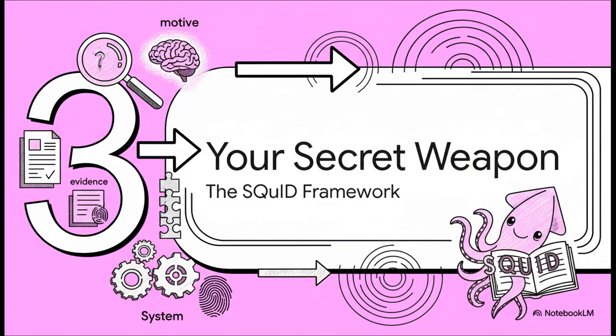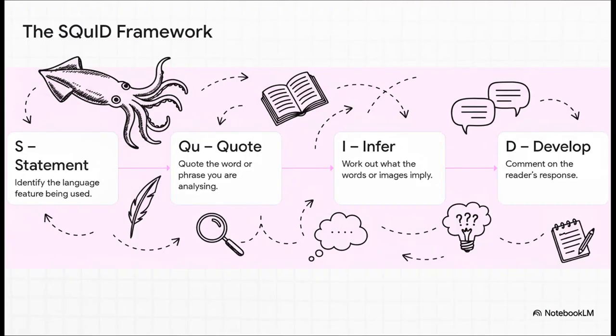So, you've found the motive, you've gathered all the evidence. Now what? Well, you need a system to put it all together, and that's where your new secret weapon comes in. It's a framework, and it's called SQUID. SQUID is a really simple four-step process for analyzing any clue you find. First, you make a statement where you just identify the technique. Then, you provide a quote as your hard evidence. Next, you infer the hidden meaning. What are those words really suggesting? And finally, you develop your point by explaining the effect it has on the reader. Statement, quote, infer, develop. That's it. That's how you crack the code.